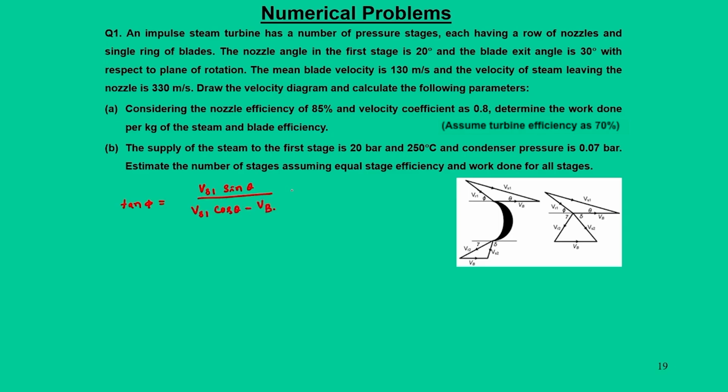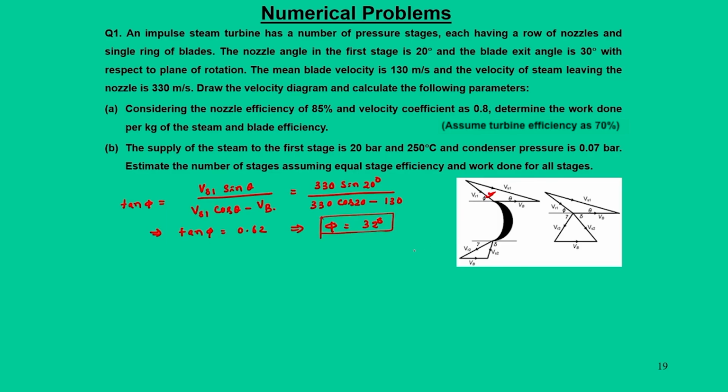So, we have Vs1 as 330, already the data is given, sin theta is sin 20 degree, that is the nozzle angle, Vs1 is 330 cos 20 minus Vb is 130. So this will give you tan phi as 0.62, which implies angle phi we get as 32 degree. So this angle is known. Remember this angle is known.